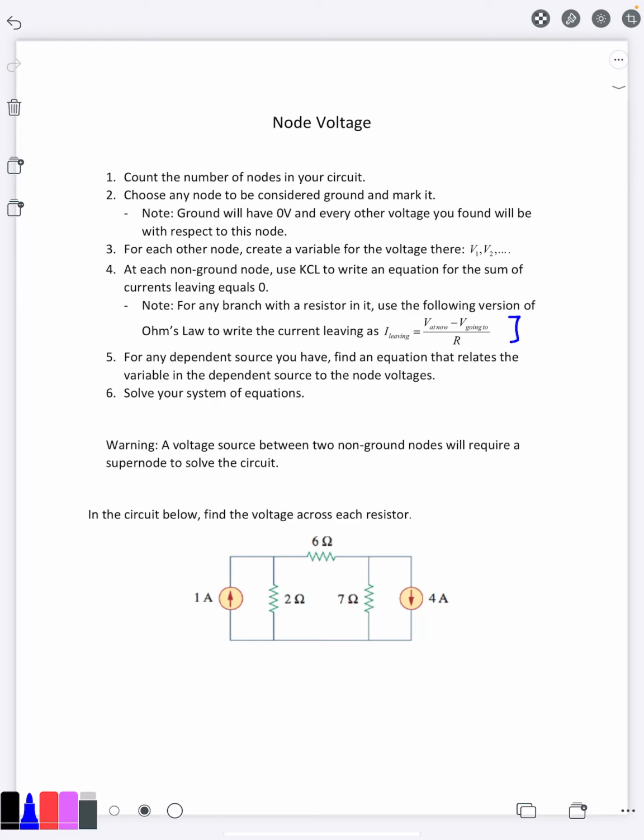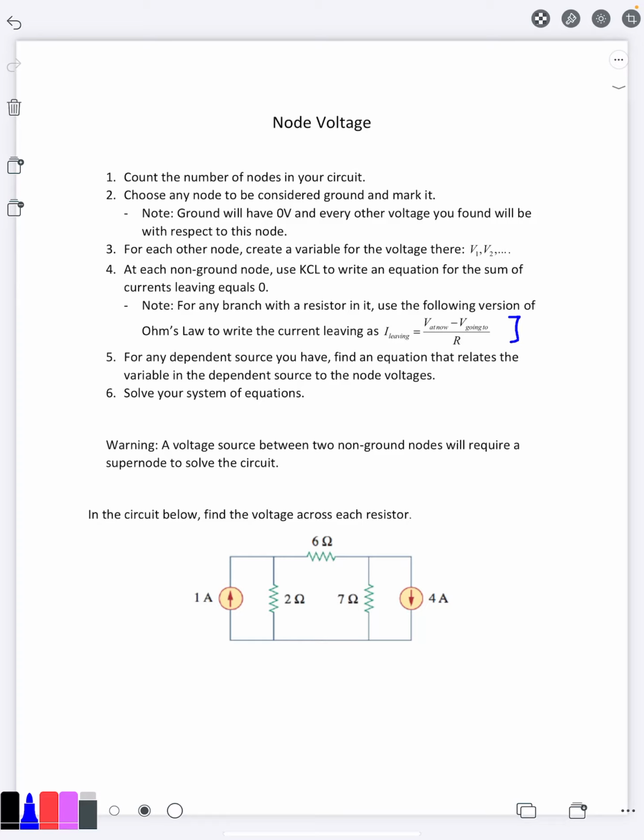I give a little warning here, which we will see in an example or two: if you happen to have a voltage source that is in between two nodes and neither one of them is ground, it's going to require a technique called a supernode that's going to make the problem a little bit more difficult. So just keep that in mind when we go to see those other examples.